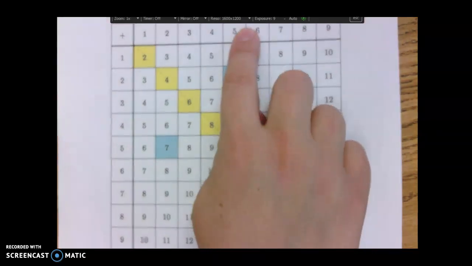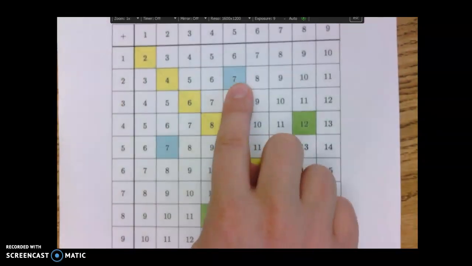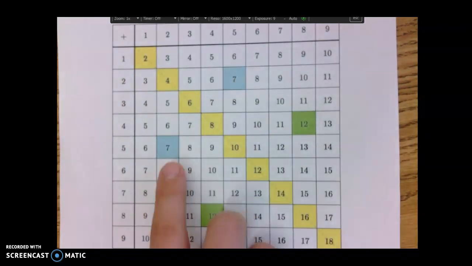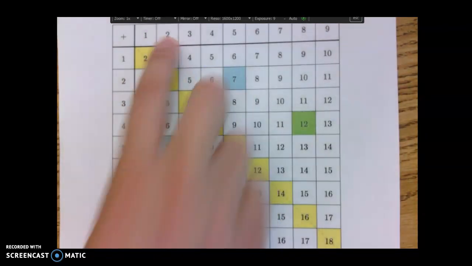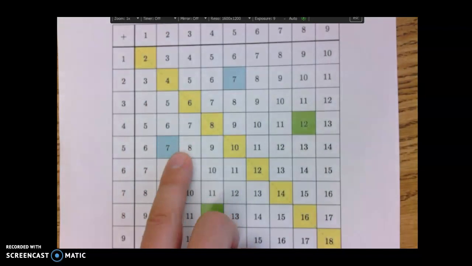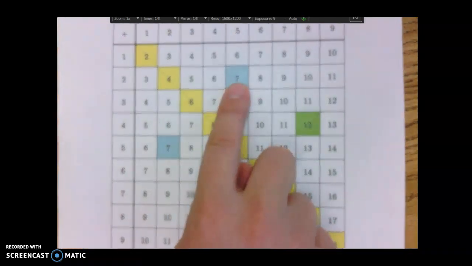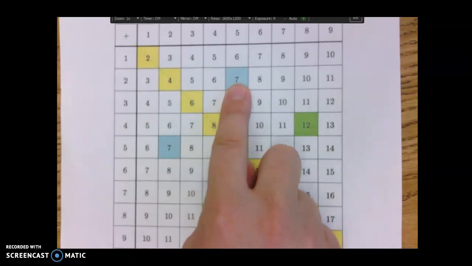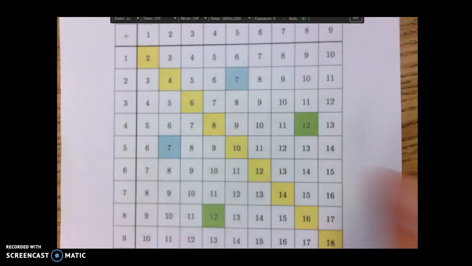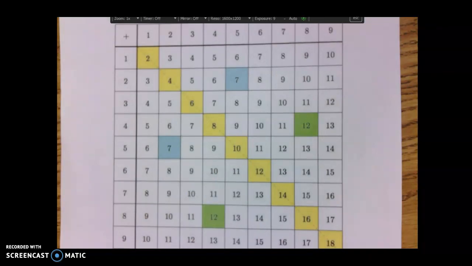Okay, let's think about this for a second. So I have 5 plus 2 gives me 7. And here I have 5 and 2. So 5 plus 2 equals 7. And over here I could say 2 plus 5 equals 7. Okay? So my question is, are they mirror images? If you think about a mirror, it means that they are in the same spot, like it's reflecting back.